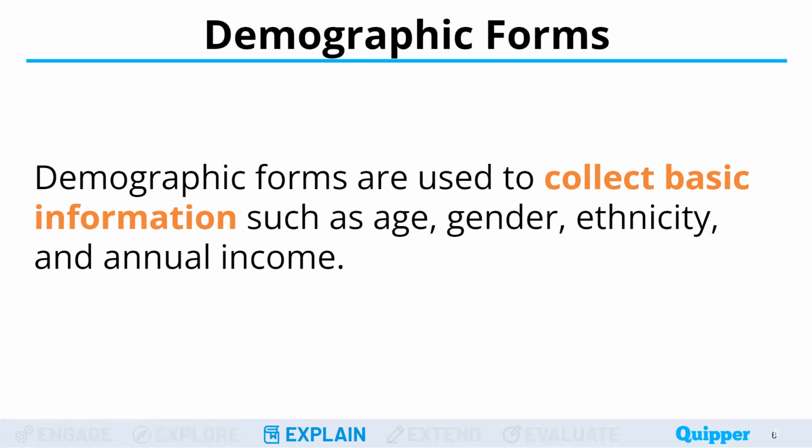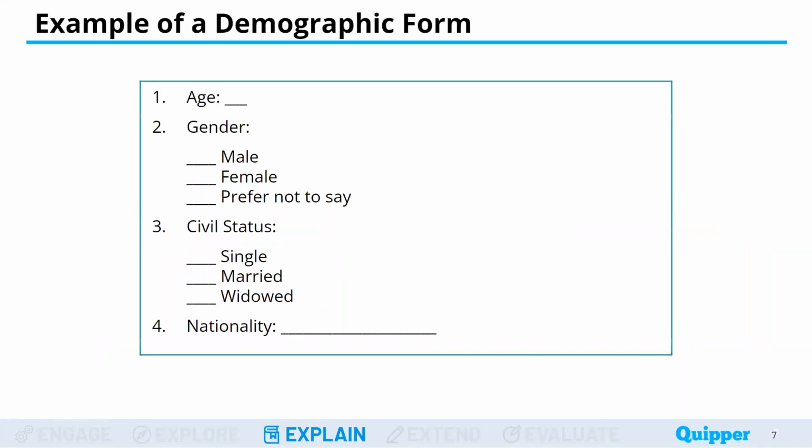Demographic form. So yung first part ng questionnaire natin or ng survey form natin is yung demographic forms. So here, ang kinokolekta natin is yung mga basic information like yung age, gender, ethnicity, and annual income. Depende ito sa type ng research na meron tayo. Pwede age or gender lang, or age, gender, and annual income. Pwede pa rin natin dagdagan ito depende sa research. So here's the example of age, gender, civil status, and nationality. Usually first part yan ng survey form.